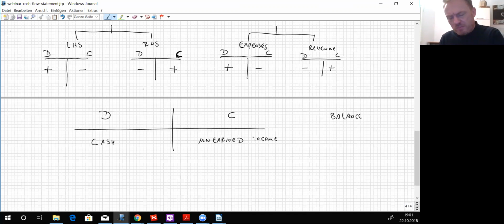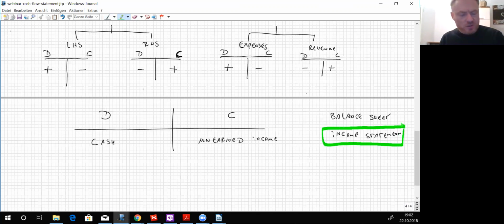Let me do one thing. We have the balance sheet and we have the income statement. That's always true with all my webinars. In order to truly see that there is a difference, I'm going to underline everything that's connected with the income statement in green. And now I want to have the yellow. The balance sheet is going to be underlined with yellow.